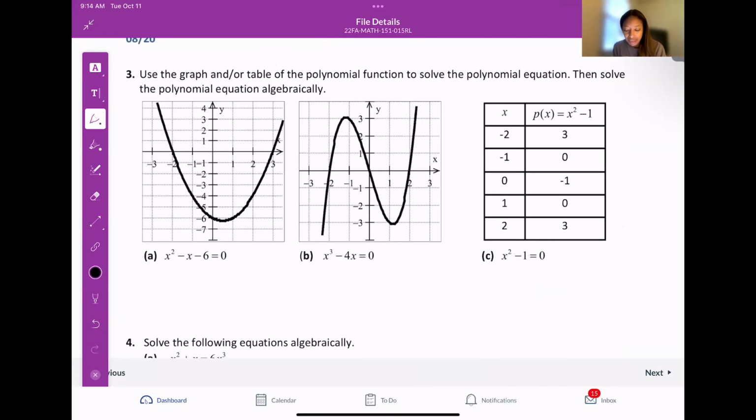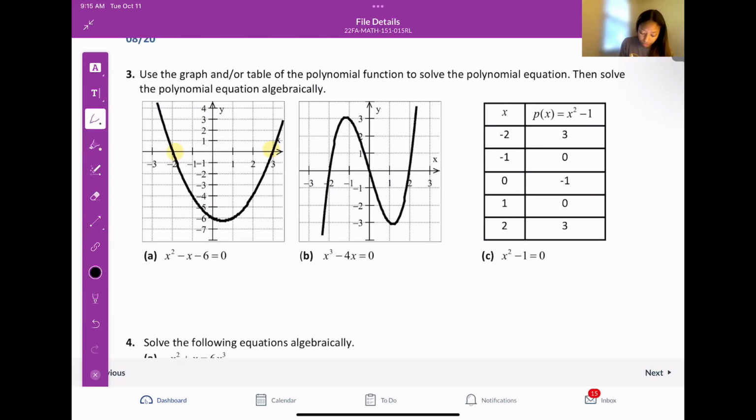Use the graph and/or table of the polynomial function to solve the polynomial equation, then solve the polynomial equation algebraically. So for the first one, I guess it's matched up with the graph above the function. For part A, we want to know when x squared minus 6x minus x minus 6 is equal to 0. We can see here that the x-intercepts are at negative 2 and 3. So x equals negative 2 and x equals 3 should be our solutions.